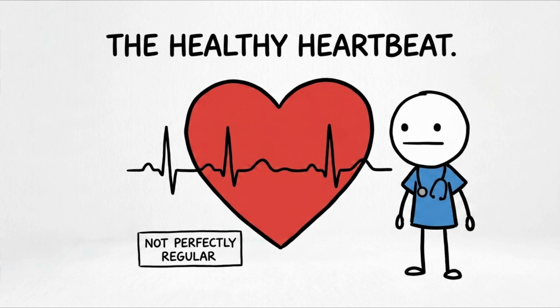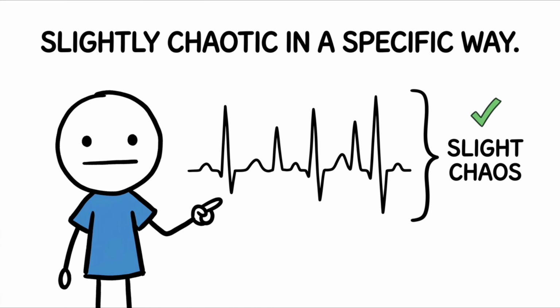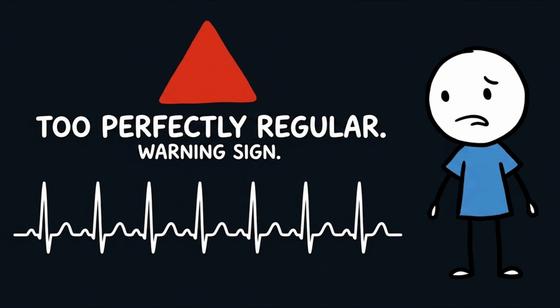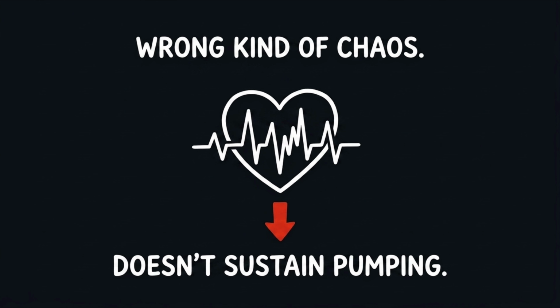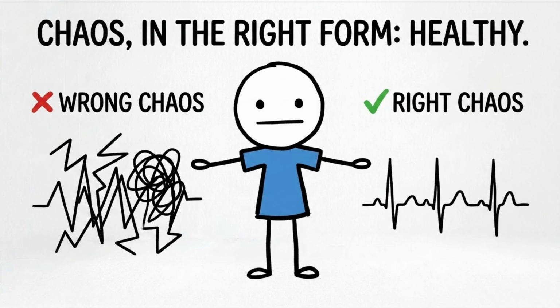It shows up in the heart. The healthy human heartbeat is not perfectly regular. It's slightly chaotic in a specific way. A heartbeat that is too perfectly regular is actually a warning sign. Certain kinds of cardiac arrhythmia result from the heart falling into a different chaotic pattern, one that doesn't sustain effective pumping. Chaos in the right form turns out to be healthy.